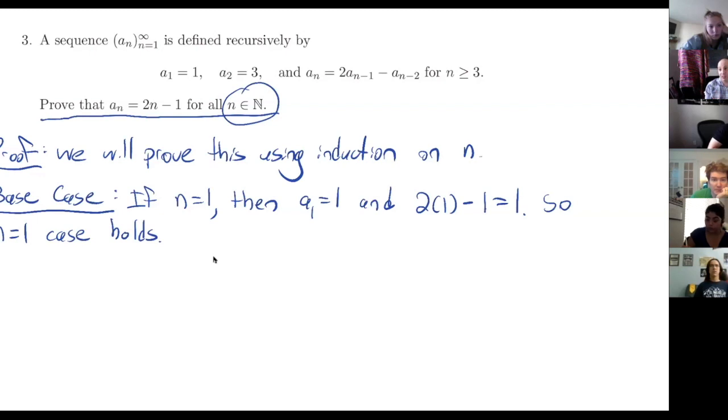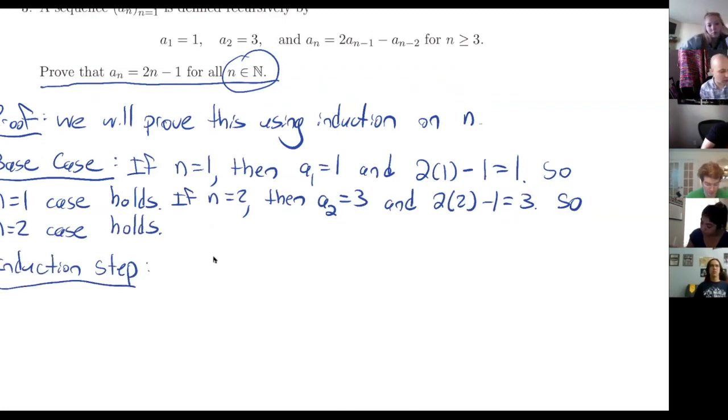But we're not ready to go on into the inductive step yet, because a sub 2 is also defined a little bit differently than all of the rest of them. So we've got a sub 1 is special, a sub 2 is special, and then all of the rest of them fall in the same bucket. So I want to prove both of these in my base case.